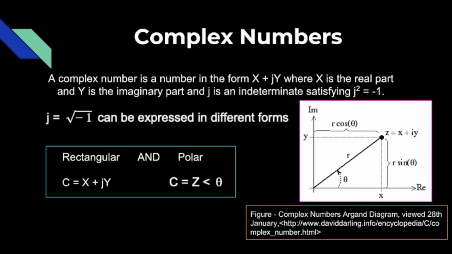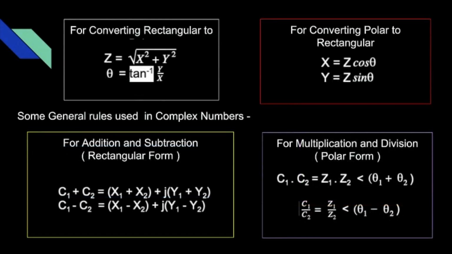Now let's recall some basics of complex numbers. The complex number j is represented as the square root of -1. As we can see from the Argand diagram, the complex number consists of a real part, that is x, and the imaginary part, that is y. The two forms of complex numbers are rectangular form and polar form. It is necessary to know how to convert from rectangular form to polar form and vice versa. The formulas shown above are used for the conversion.